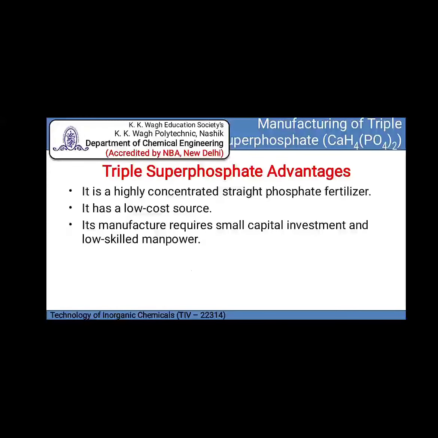The advantages of triple superphosphate involved: it is a highly concentrated straight phosphate fertilizer. It has a low cost source. Its manufacture requires small capital investment and low skilled manpower.